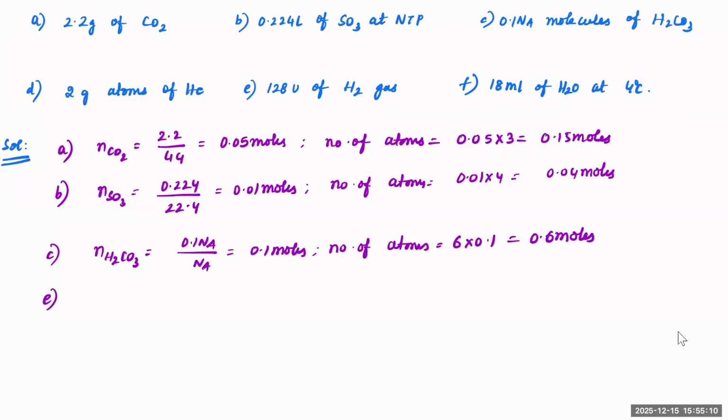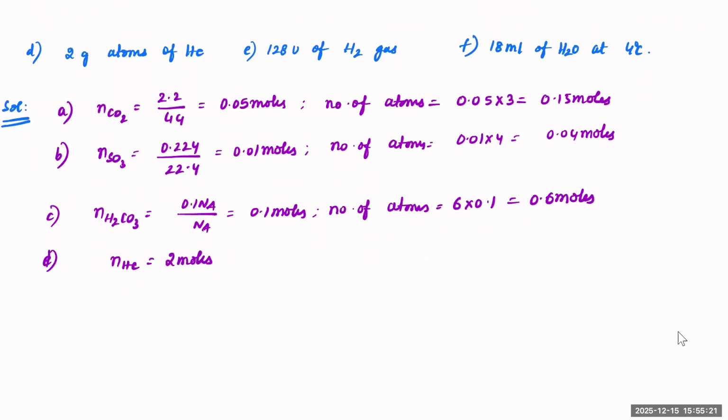Next, if you have D, you have 2 gram atoms of helium, which means the number of moles of helium itself is equal to 2 moles. So the number of atoms is 2 moles.